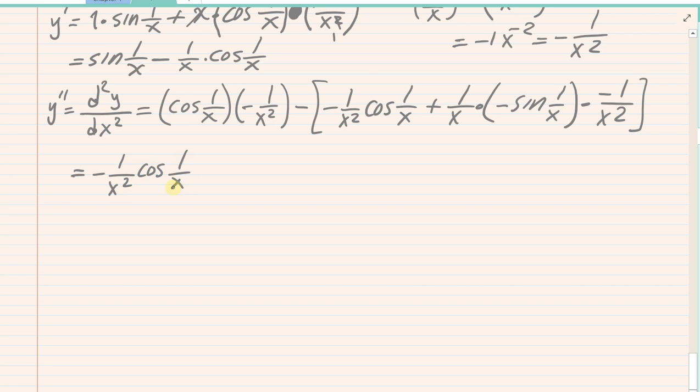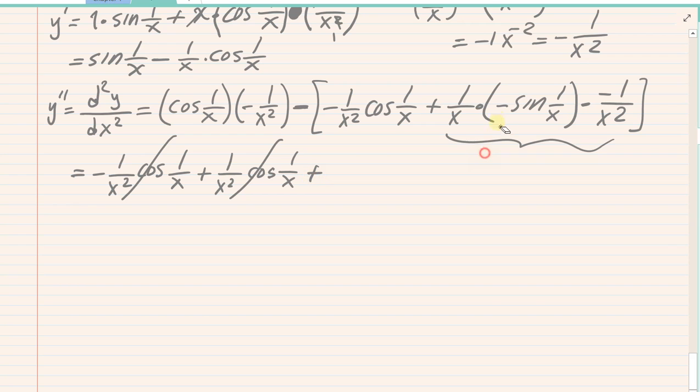Now inside parentheses, let's see. Here we're going to distribute the negative, so we get plus 1 over x squared cosine 1 over x. That's good because I just see opposites. Those are opposites. That's good. In fact, let's get rid of them. And then distribute the negative outside the bracket. Remember, there's a negative on the last fraction that makes it positive, right? And that's going to be positive.